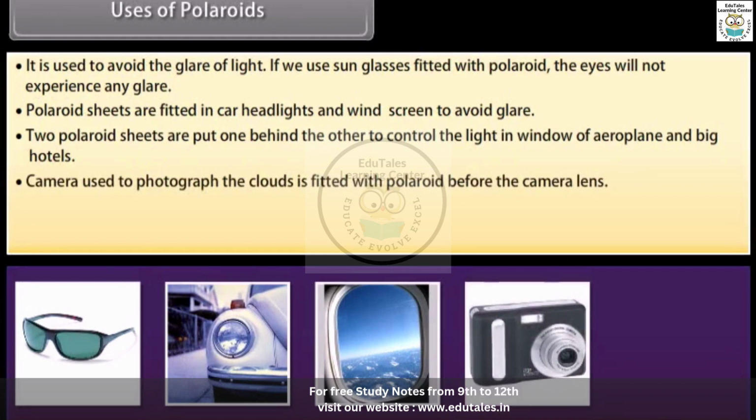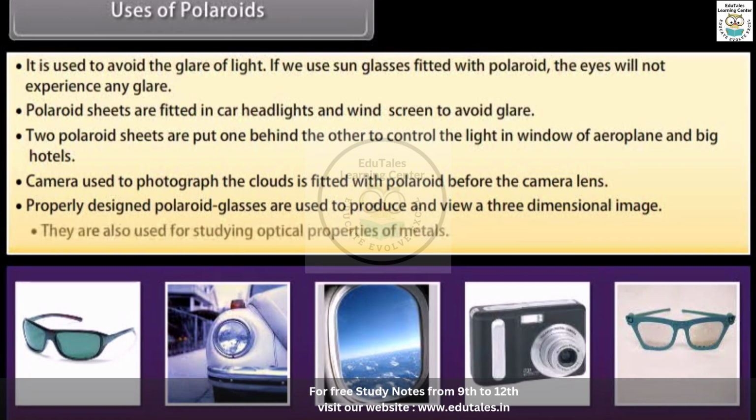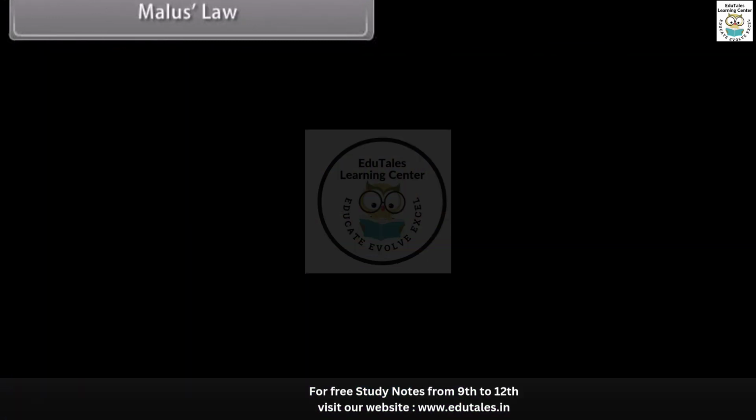The camera used to photograph the clouds is fitted with Polaroid before the camera lens. Properly designed Polaroid glasses are used to produce and view a three-dimensional image. They are also used for studying optical properties of metals. Malus law.